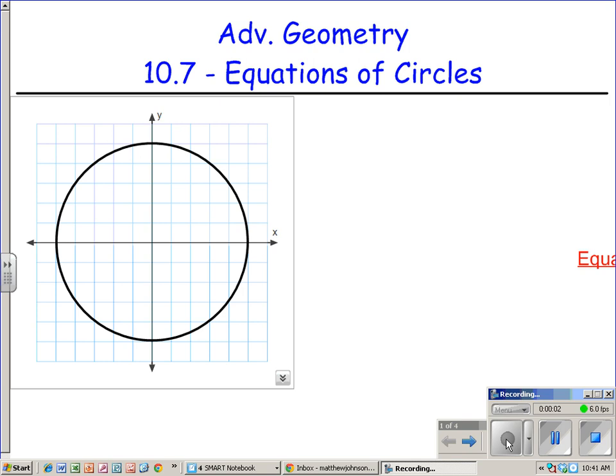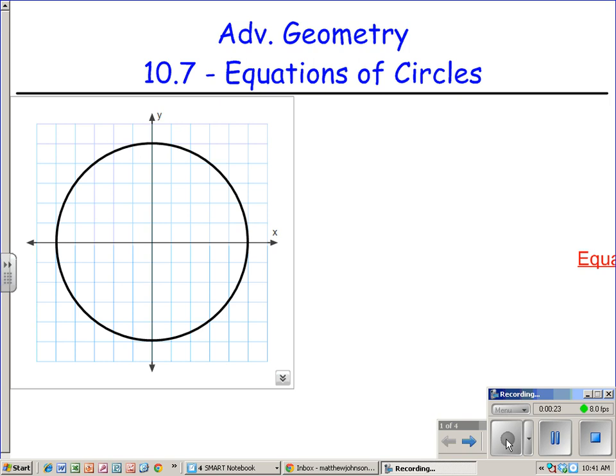Hello everybody, this is the notes for section 10.7. This is the last section of the chapter. We've been talking about all kinds of circle stuff, properties of circles, angles with the segments in the circles, segment lengths with the circles. The last step is throwing these circles onto the coordinate grid. So we're talking about equations for a circle.